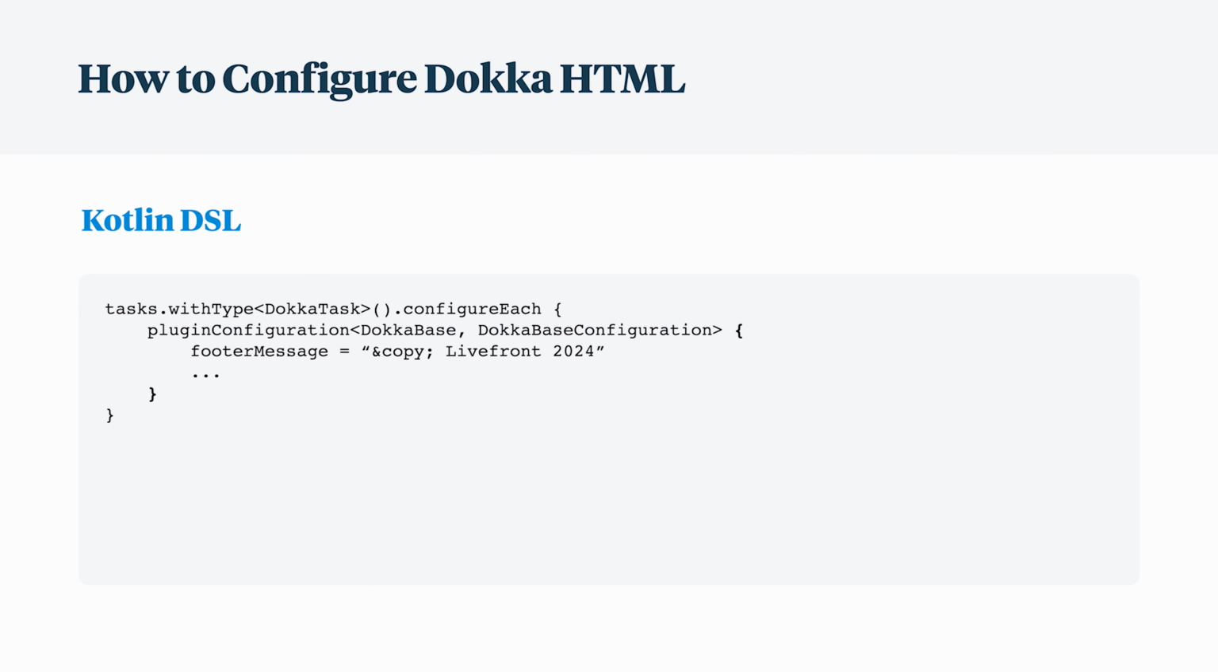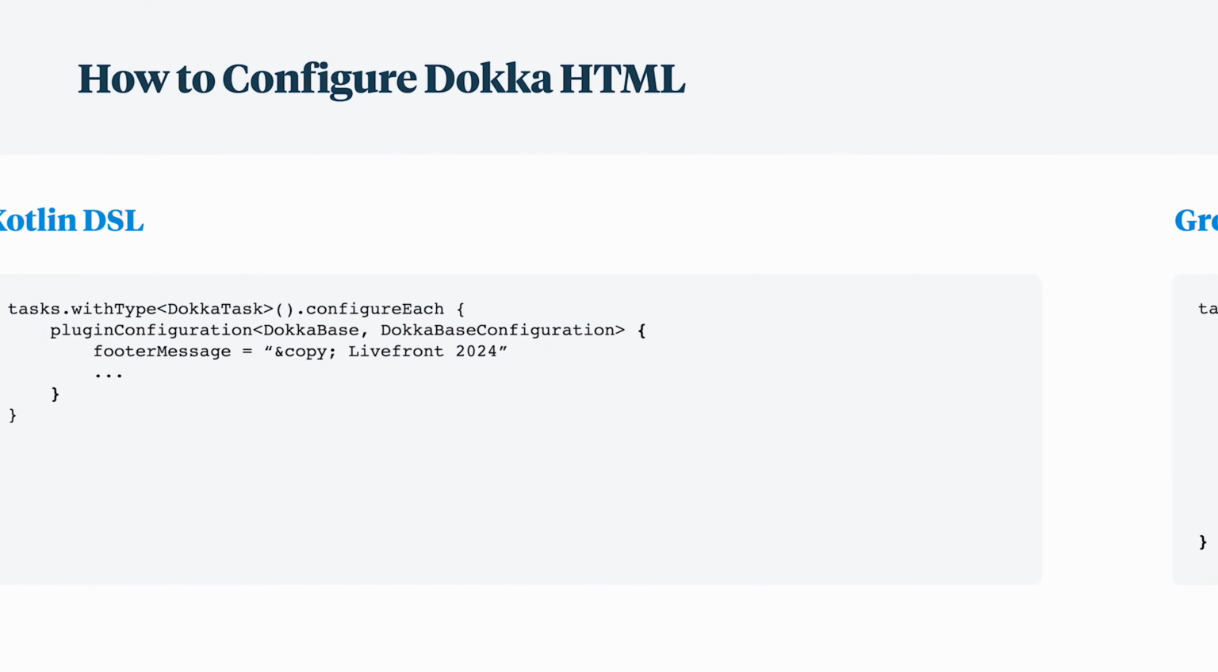Our first step is to cover how to actually configure the HTML output for Dokka and Gradle. If possible, I'd recommend using the Kotlin DSL. As shown in the slide, each Dokka task can be set up by assigning the various configuration options. This is much cleaner and clearer than the Groovy options we're about to see.